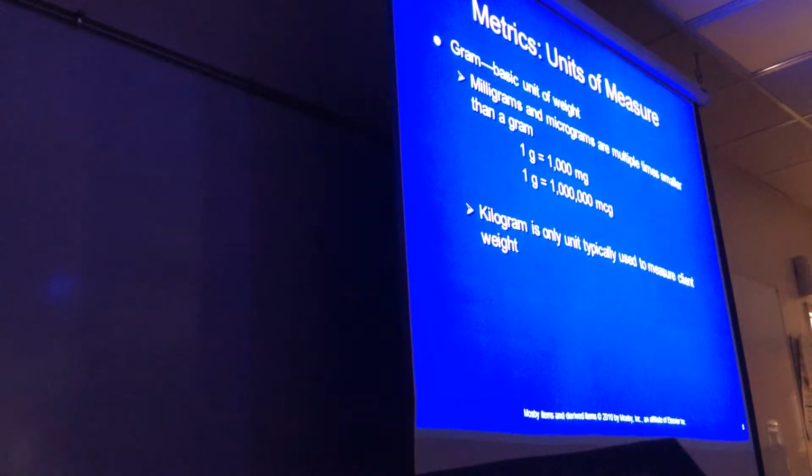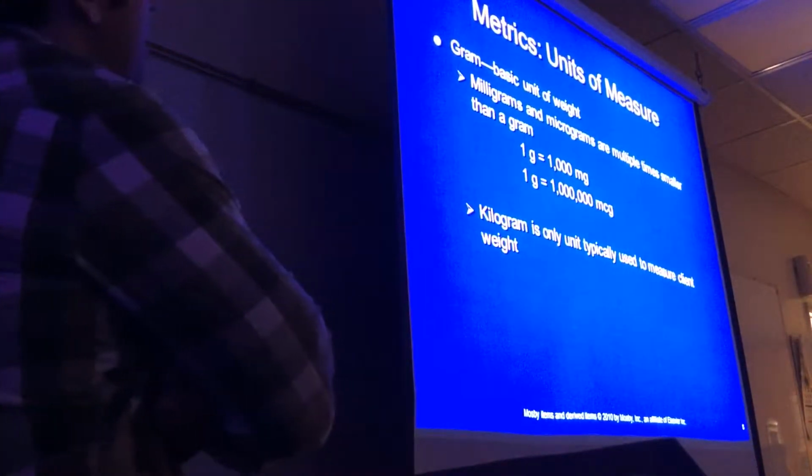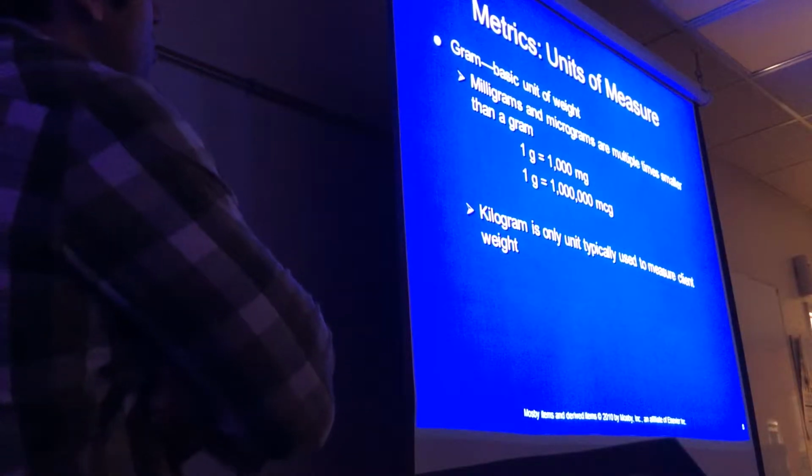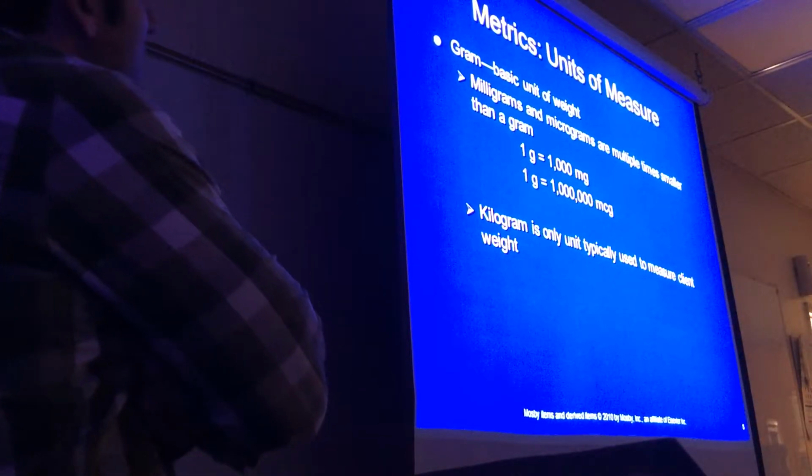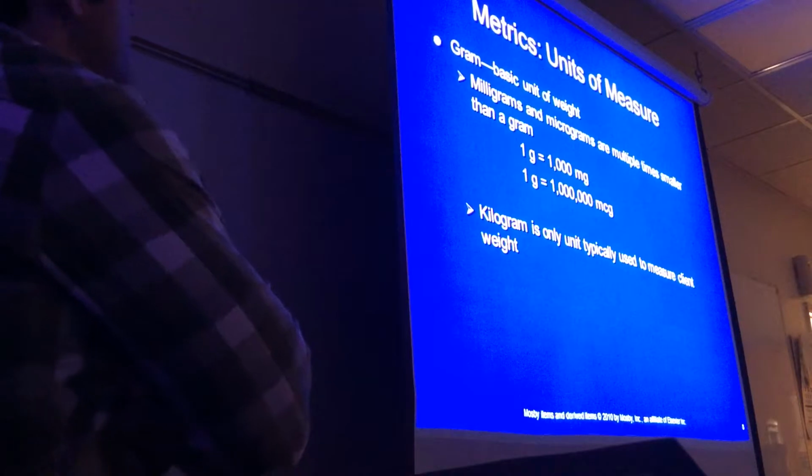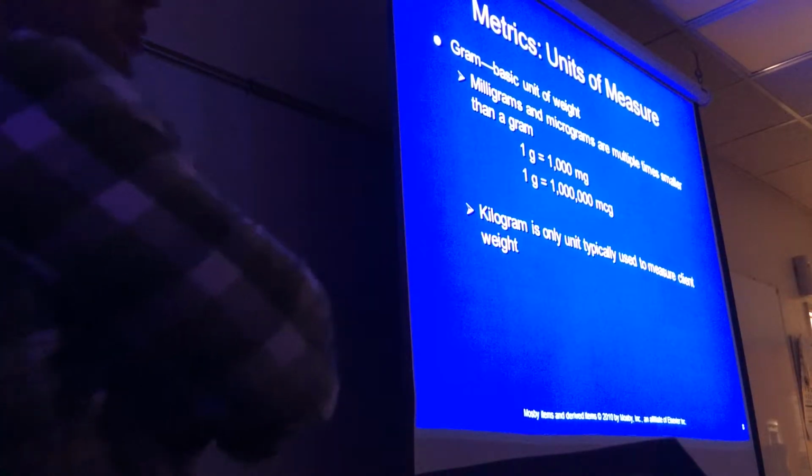So like we were talking about, gram is our basic unit of weight. That is the only thing we use for weight. Milligrams and micrograms are multiple times smaller than just a gram. So you need to make sure you understand that 1 gram is 1,000 milligrams. 1 gram is 1,000,000 micrograms.